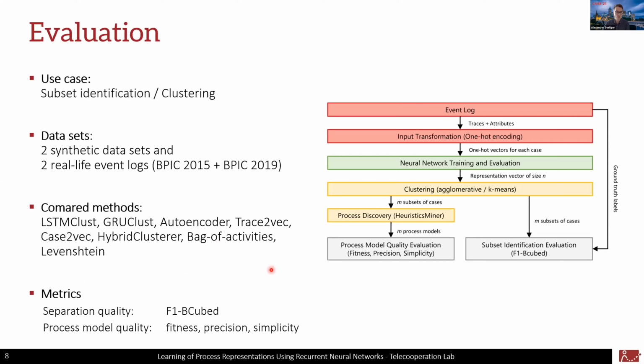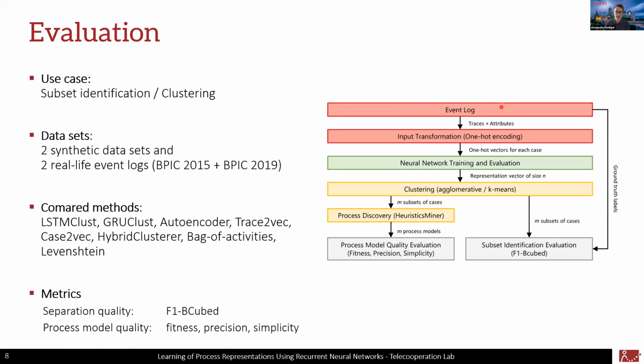So we did two evaluations, so to speak. We evaluated the separation part, so how good is our clustering, and we measured the F1 BCubed metric, but we also looked into the process model quality. So if we have those subsets identified, we use a discovery algorithm to compute a process model, and from that we compute the fitness, precision, and simplicity. You can see the details on the right-hand side.